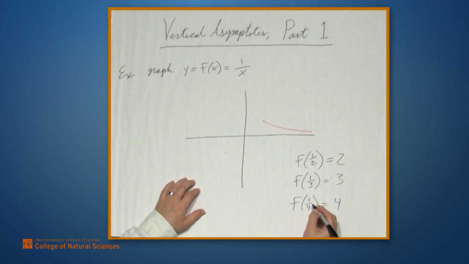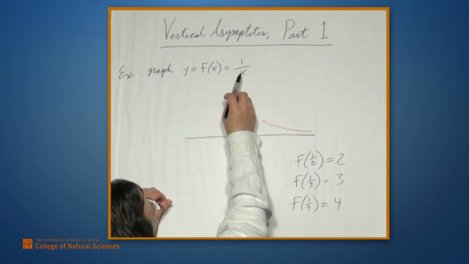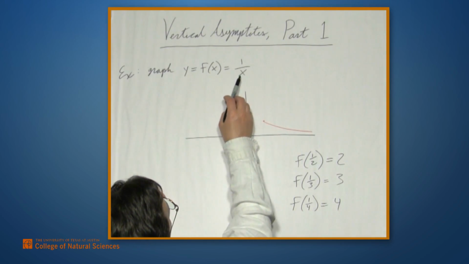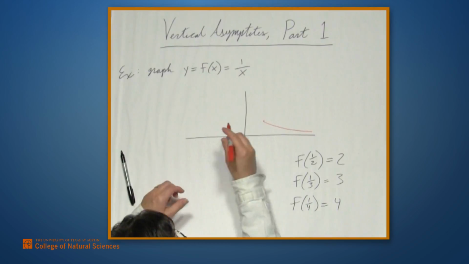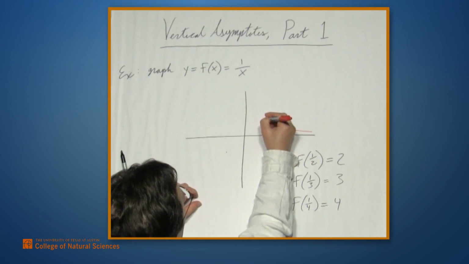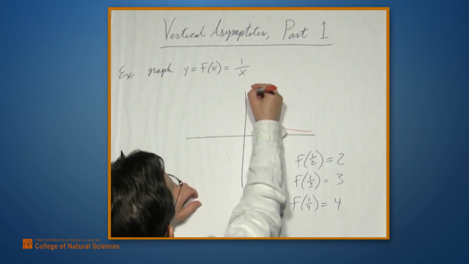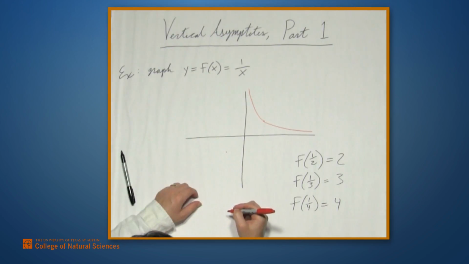So f in general of 1 over any number is just that number in the denominator. Even more generally, if we can't represent it as a fraction, it doesn't matter. If x is very small, 1 over x is going to be very large. This means that the graph, as we get closer and closer to 0, is going up toward infinity.